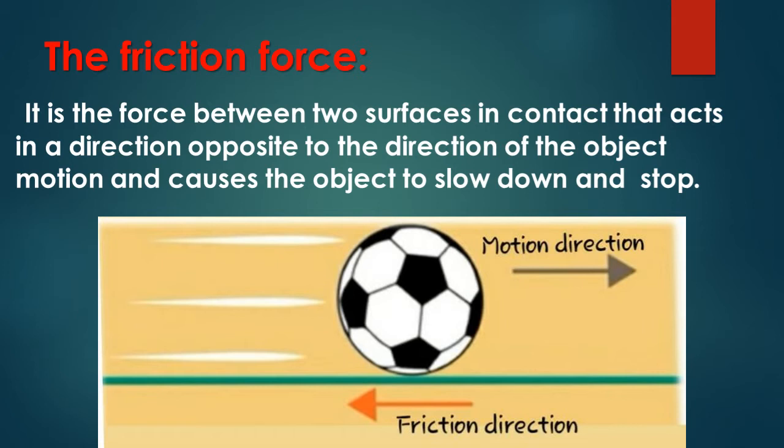يبقى الفريكشن force causes the object to slow down. بتبطأ من حركة الأوبجكت until it stop. لغاية ما بتخليه يقف زي الكورة كده. Then again, if I ask you what is the definition of the friction force, what will you tell me? You will say that it's the force between two surfaces. لازم يبقى عندي two surfaces in contact that acts in a direction opposite to the direction of the object motion and causes the object to slow down and stop.